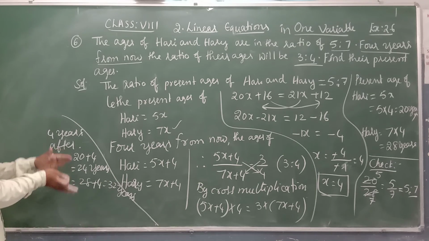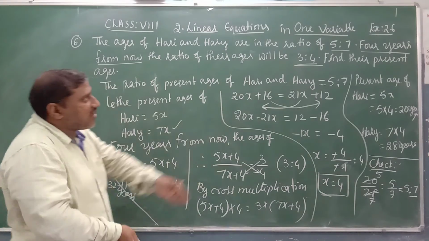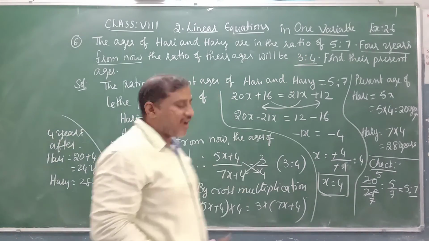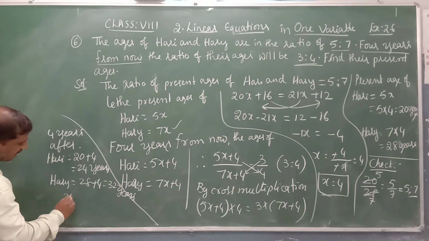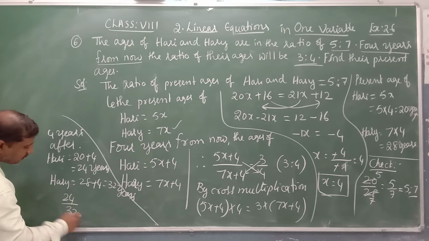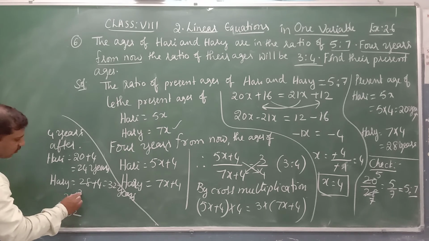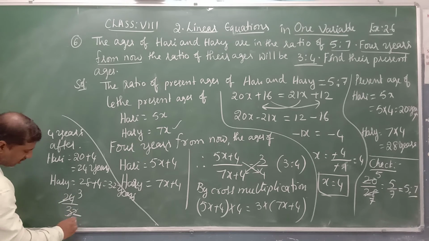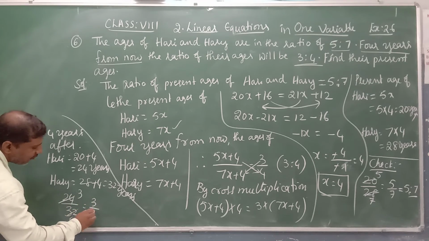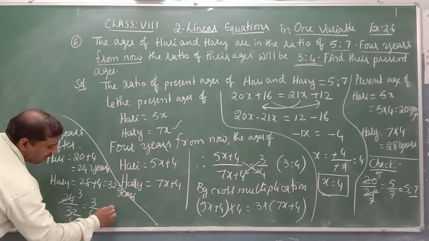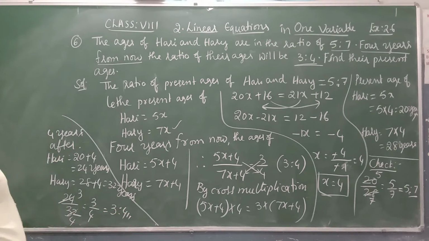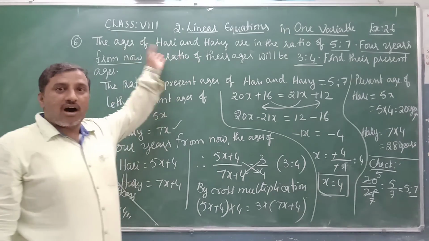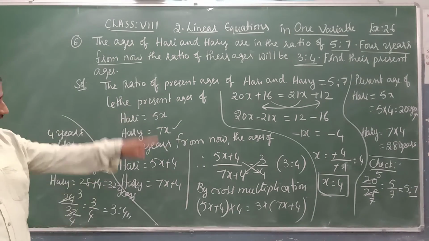Now find the ratio. This ratio should be equal to 3:4. Find the ratio of these two after 4 years. That is 24 by 32. 8 3s are 24, 8 4s are 32. So what we got? 3 by 4. Expressed in the form of ratio, that is 3:4. Yes, the ratio of their ages after 4 years will be 3:4.